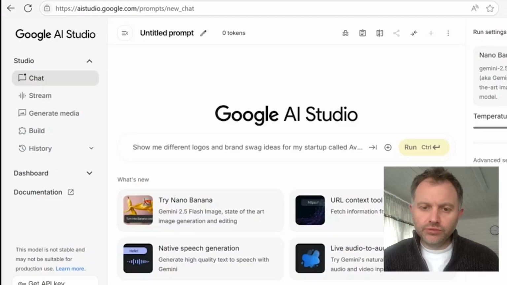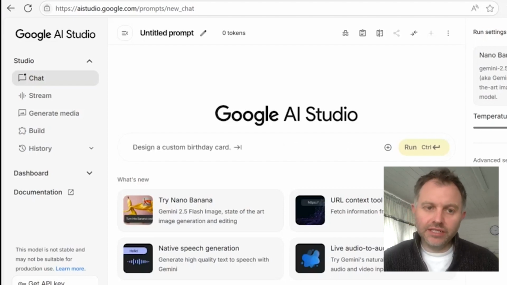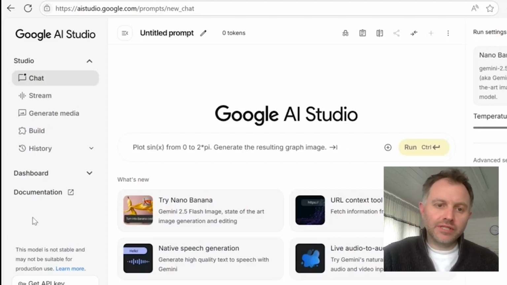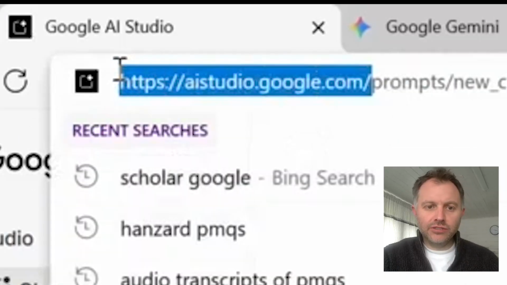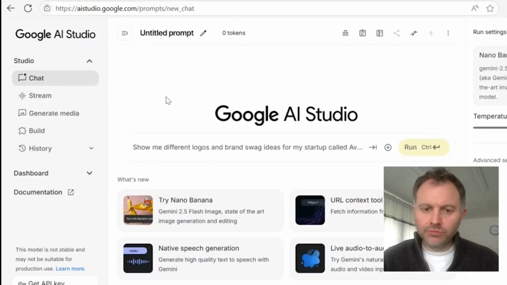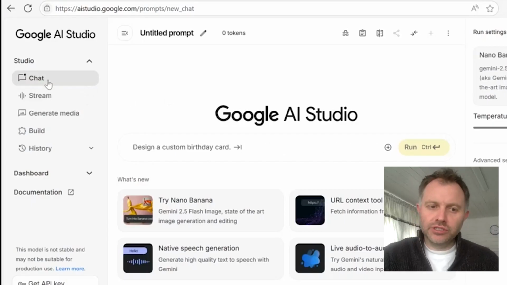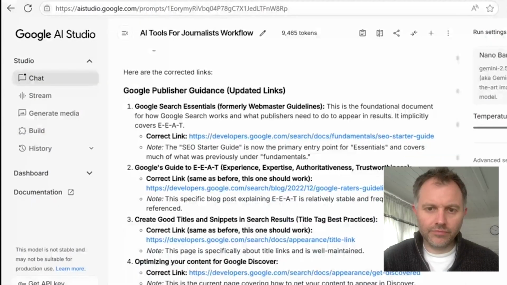Okay, so the tool that we're going to use to do this is Google Gemini, and we're going to use Google Gemini in the AI Studio. And to get to the AI Studio, all you need to do is go to aistudio.google.com, and we're going to use the large language model element of the AI Studio, as I say, Gemini. So you go to chat, and then we're going to post in this box here on the AI Studio.